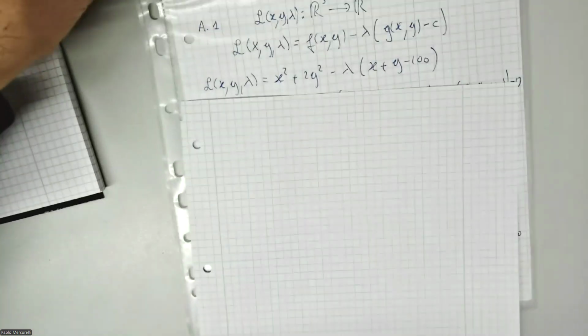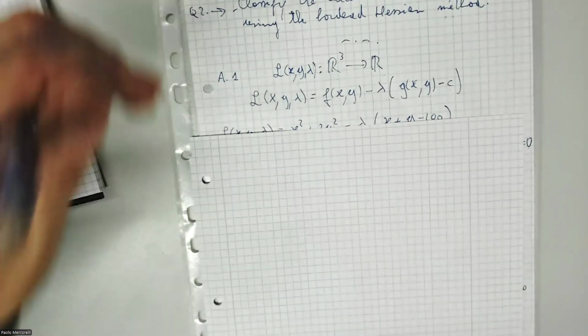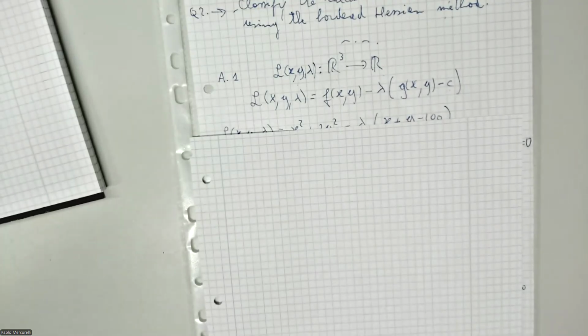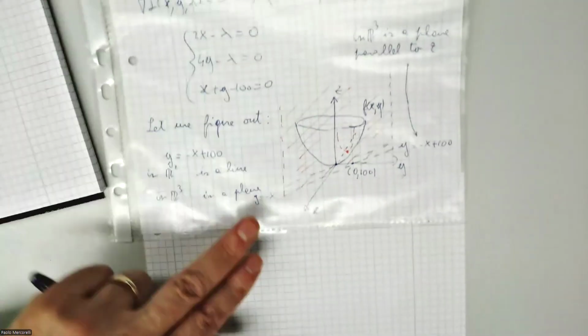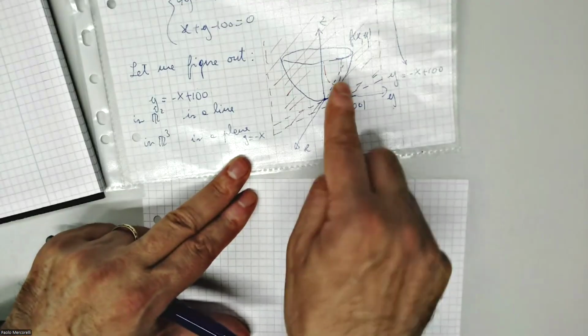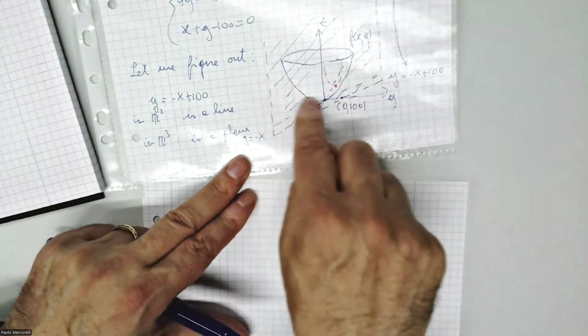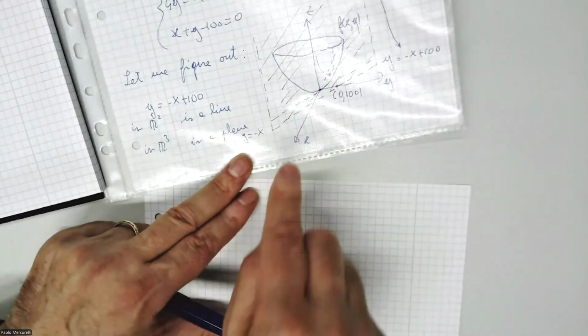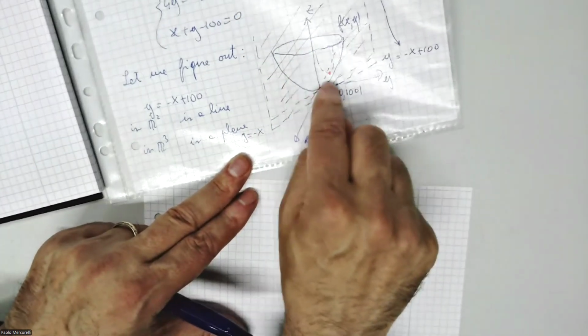How we can now go ahead with the exercise to find this minimum. Now, we know, in particular, if you look at the picture, that we are looking for a minimum because the intersection between this surface and the red plane is the minimum.